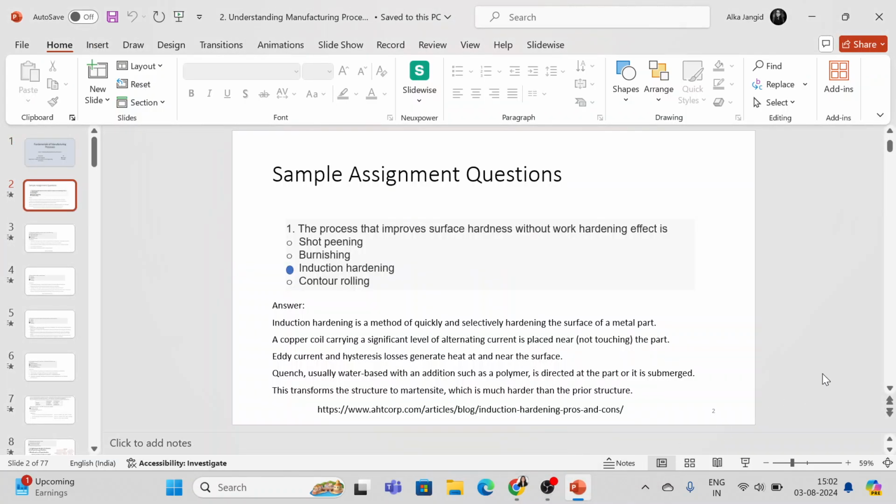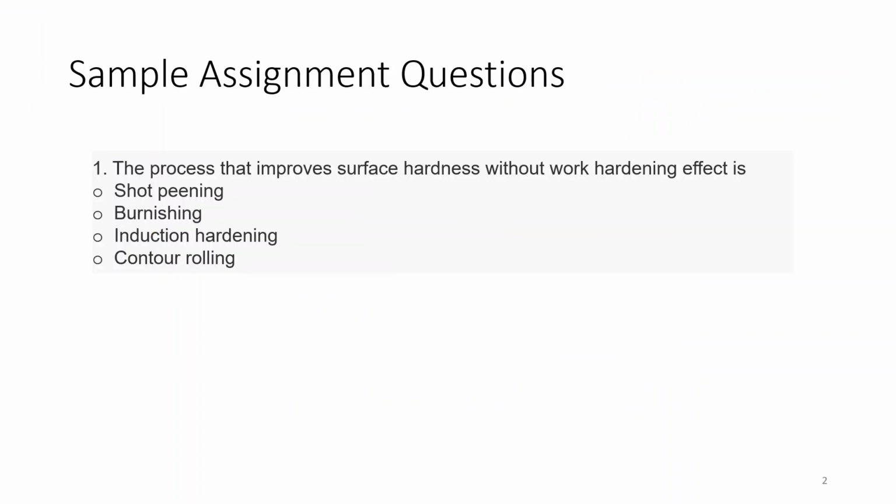Okay, so now we'll go through the first question. So first question is the process that improves surface hardness without work hardening effect is. Your options are shot peening, burnishing, induction hardening, and contour rolling.